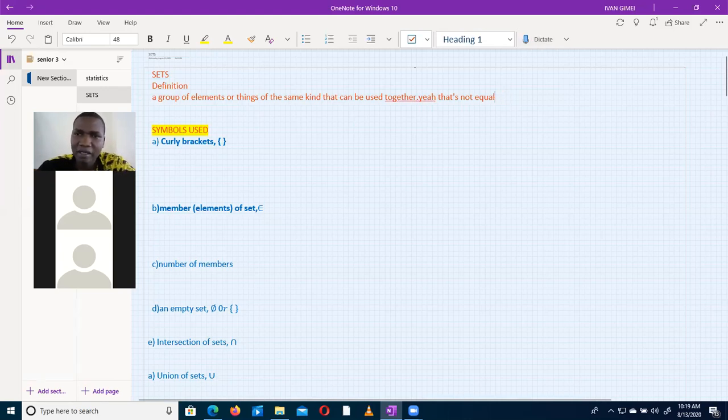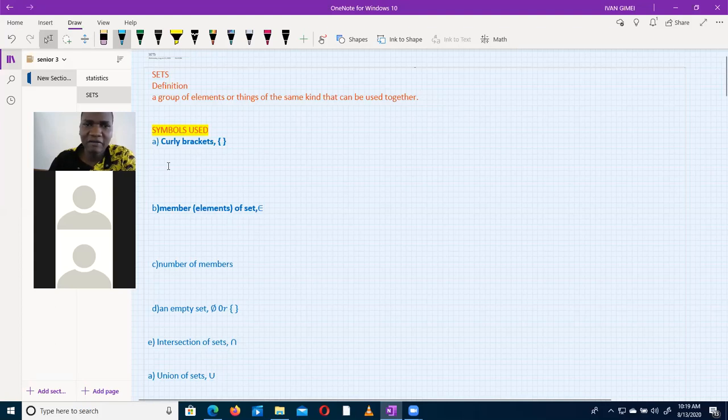That's what we refer to as a set, a group of elements. You can say a group of students, a group of books, or a set of books, a set of students, so things that can be used together. There are many symbols that we use in statistics and in sets, but we're going to choose a few of them, just for the sake of recalling.